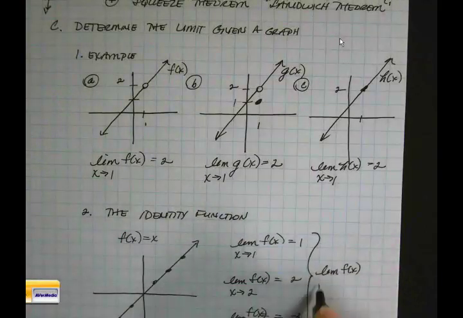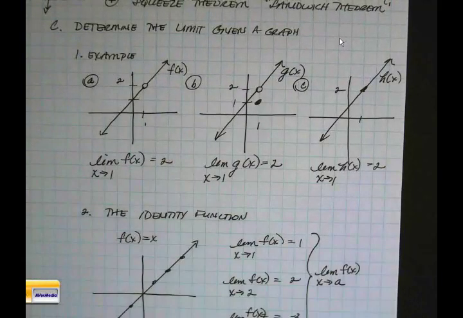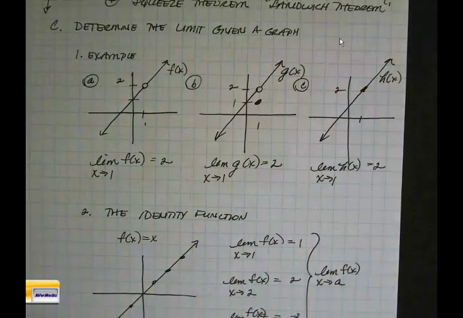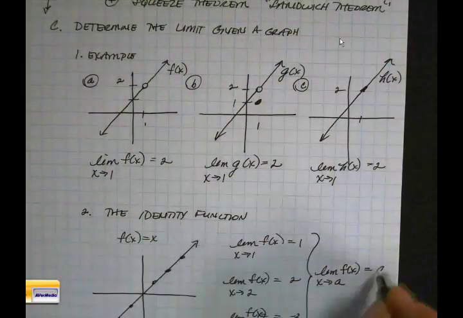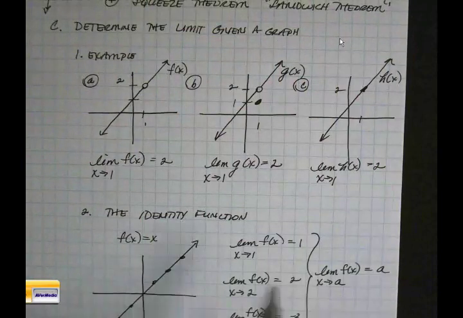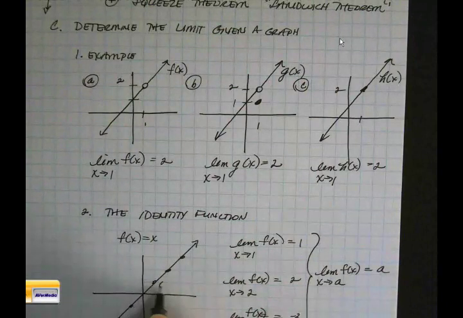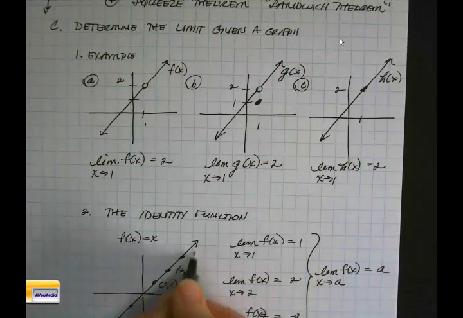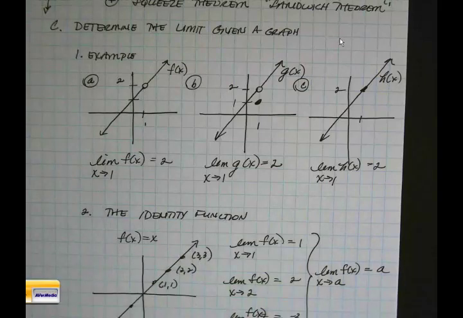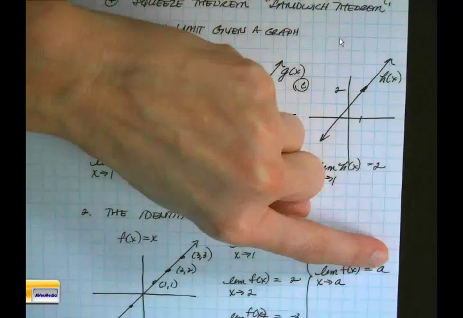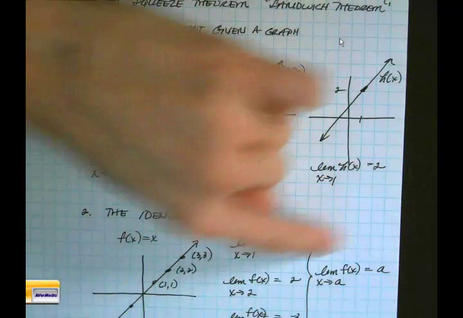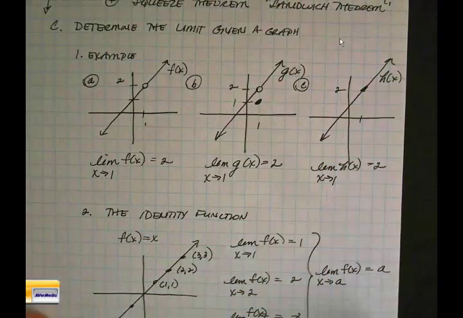So, can I say that the limit of f of x as x is approaching some number a, instead of the numbers 1, 2, and negative 3, if it's approaching a, what is this answer? It equals a, because it's an identity function. So the x value and the y value are the same on every point on the graph. The name of this ordered pair is 1, 1. This is 2, 2. This is 3, 3. So the x and y values are the same on the identity function. So the limit as x approaches a, as the x value is a, the y value will also be a. So this is a standard when you're working with the, quote, identity function.